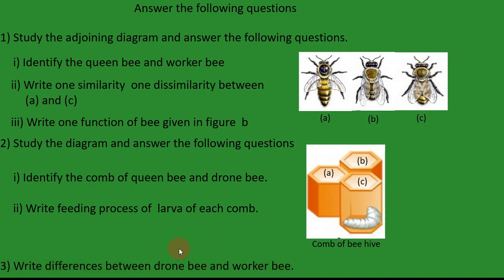Okay, now finally the third question is, write the differences between drone bee and worker bee. The first simple difference is drone bees are male bees and worker bees are female bees. Drone bees are developed from unfertilized egg, worker bees are developed from fertilized egg. Drone bees are lazy bees and worker bees are the busiest and hardest working bees in the colony. And drone bees take part in the nuptial flight, whereas the worker bees collect pollen and nectar. Okay.